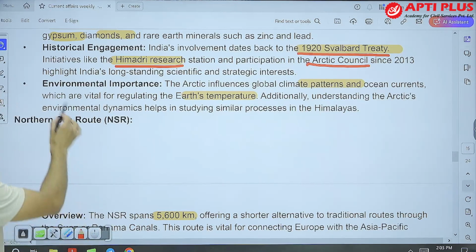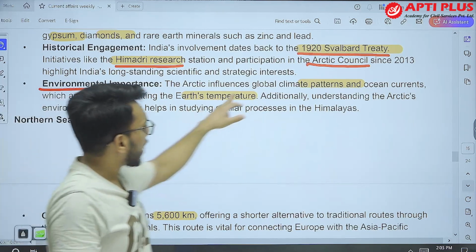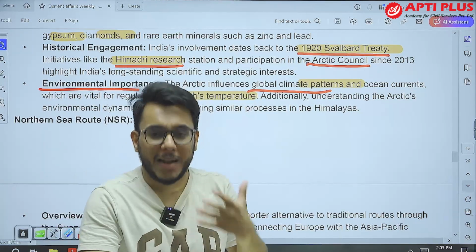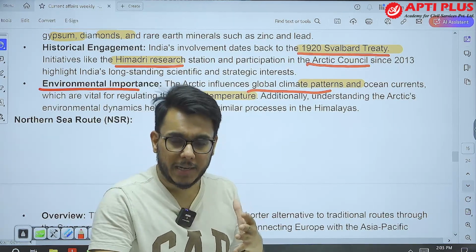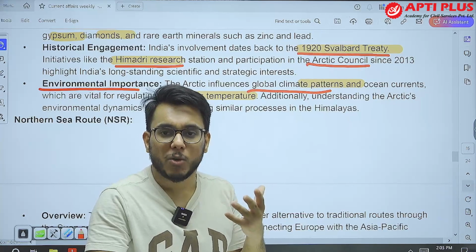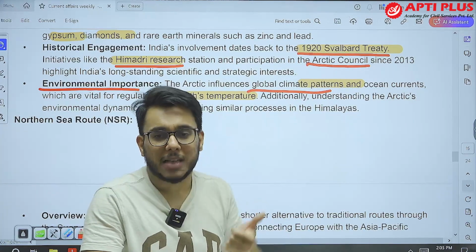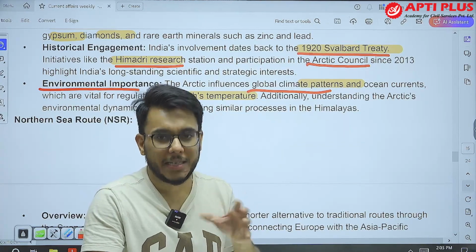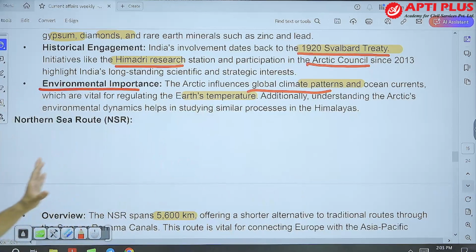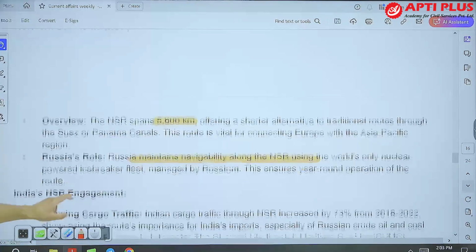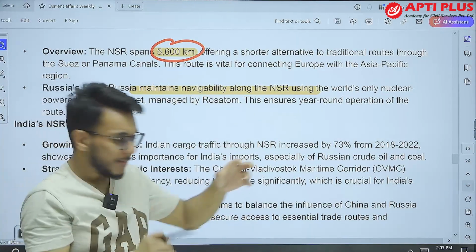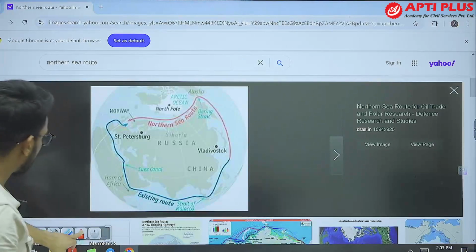Moreover, the environmental importance of the Arctic region is very high for global climate patterns. Melting of Arctic ice is a bigger threat, but if the Arctic region can be managed sustainably, it can lead to a lot of economic benefits for India. Now, this Northern Sea Route would be around a 5,600-kilometer route. That path I have already shown you.